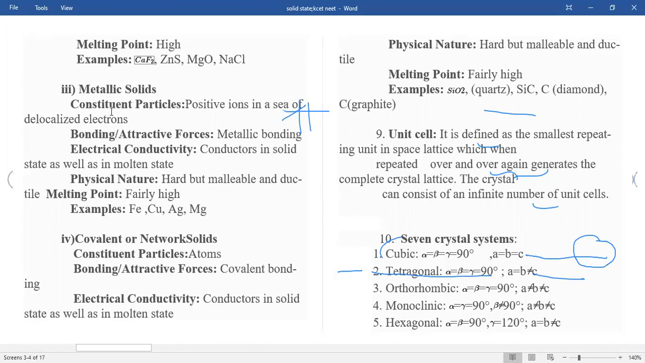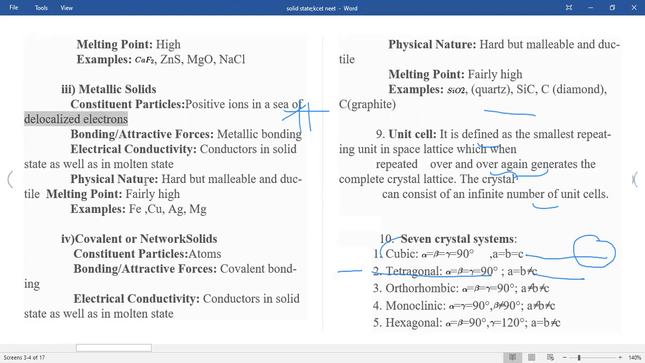When I say metals, as we all know, they are good conductors. What are the constituent particles in case of metallic solids? We have positive ions in a sea of delocalized electrons. There is a presence of free electrons in metallic solids. The bond is a metallic bond, and they are good conductors in solid state as well as in molten state, because of the presence of delocalized electrons.